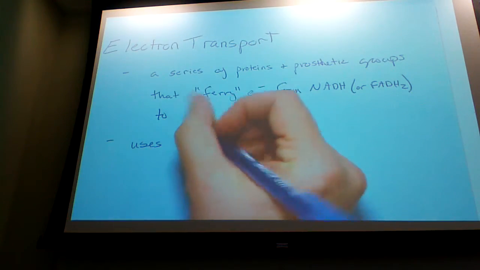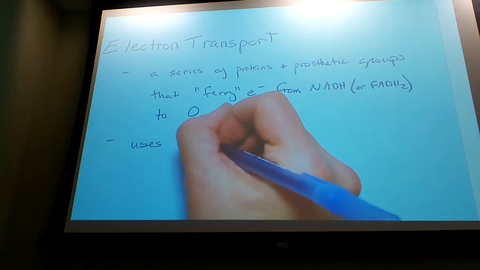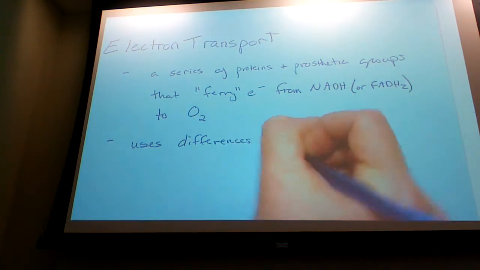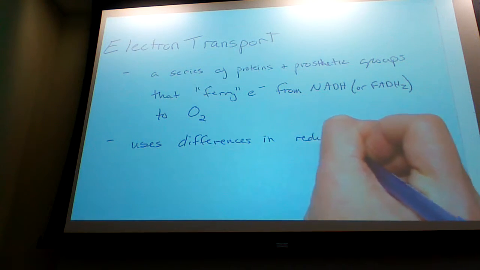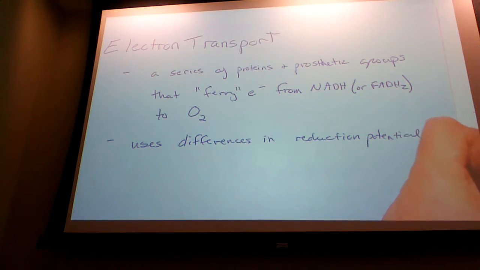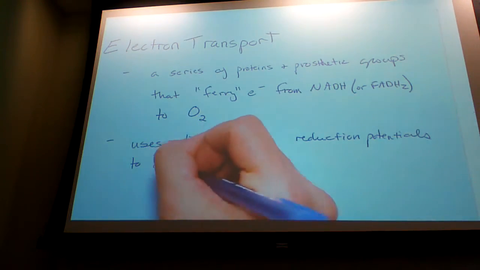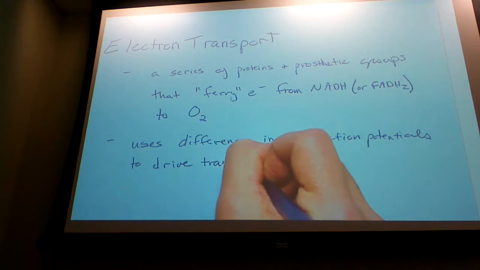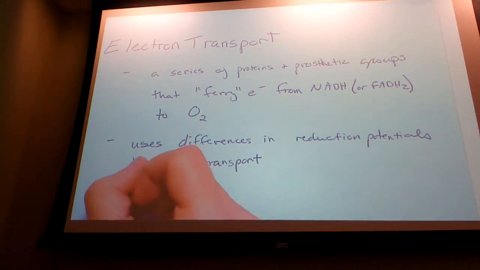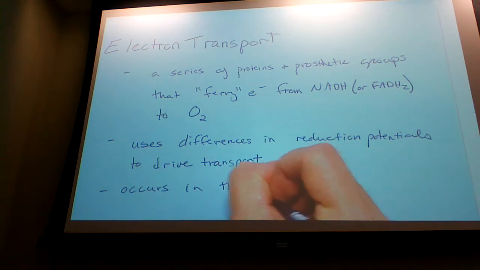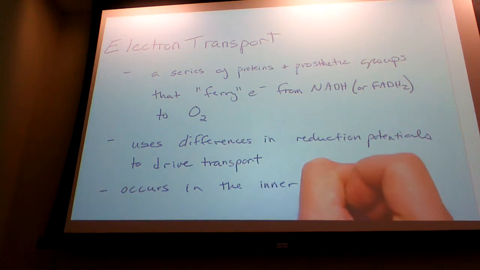It does this by using differences in reduction potentials to drive transport. And this occurs in the inner membrane of the mitochondria.